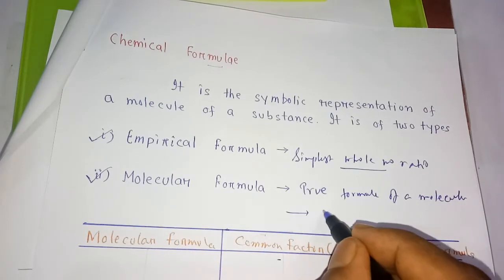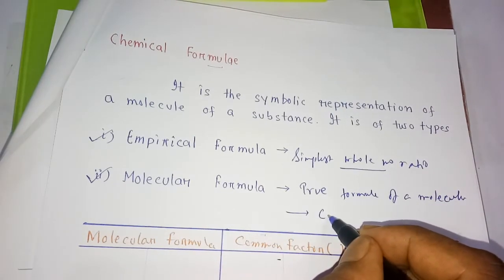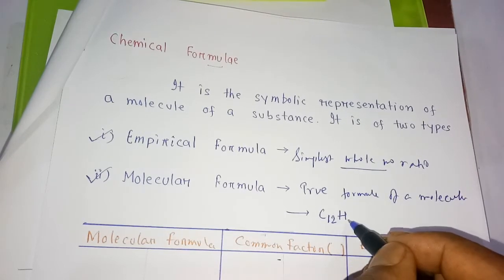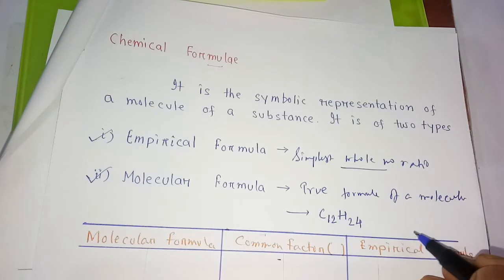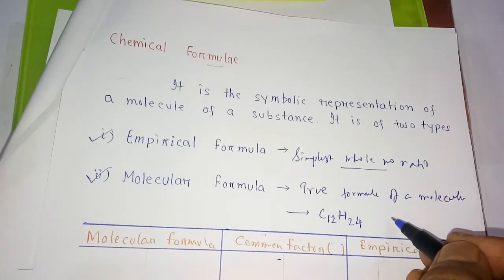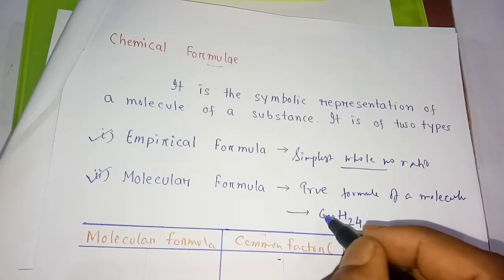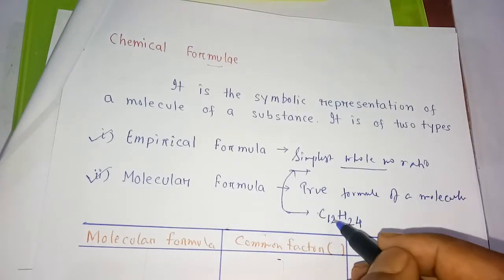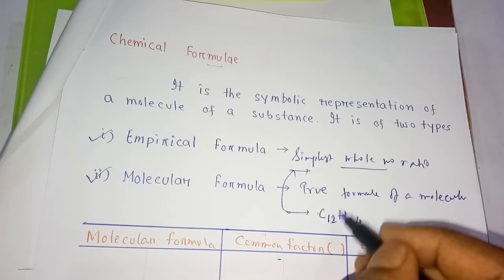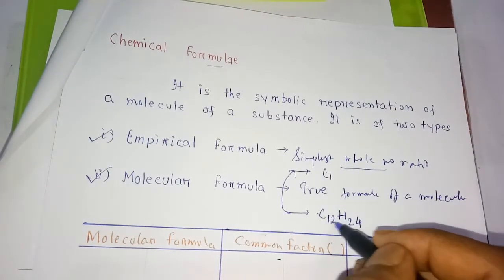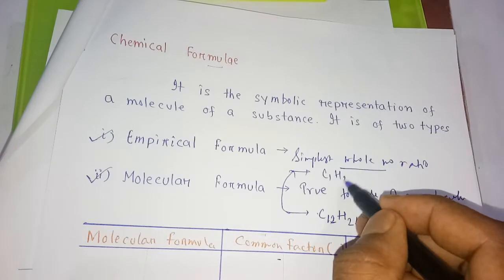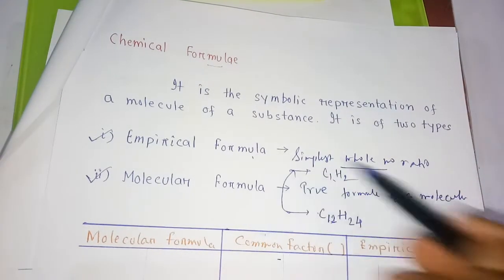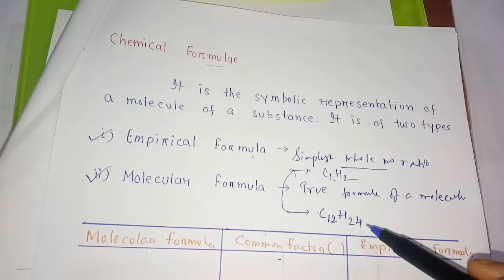Now if I write the formula of this carbon 12 compound, this is dodecyne. In the case of the empirical formula, you divide by 12: 12 by 12 is C1, 24 by 12 is 2. So this simplest whole number ratio gives you the empirical formula, and the other one gives the molecular formula.